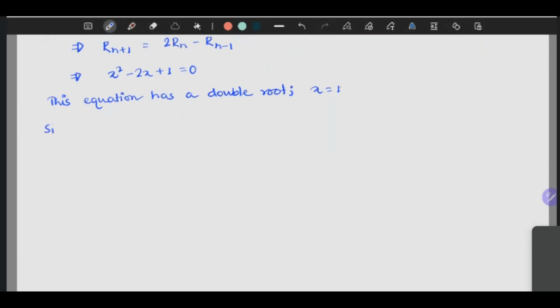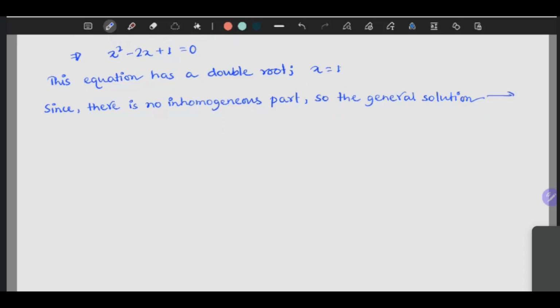and there is no inhomogeneous part. So since there is no inhomogeneous part, the general solution will become R_n is equal to A into 1 to the power n plus B into 1 to the power n times n, that is A plus Bn.